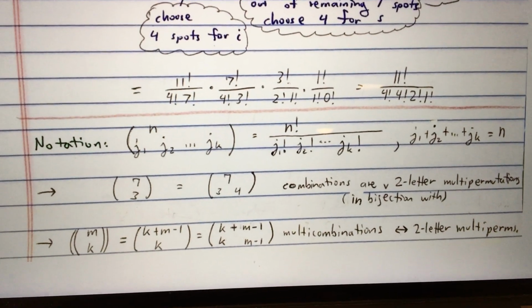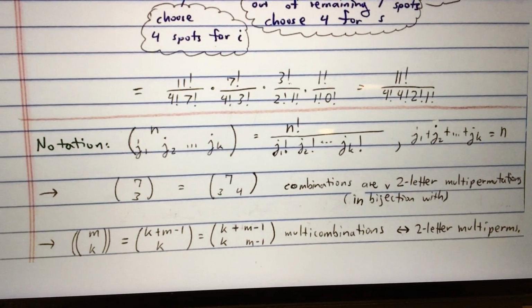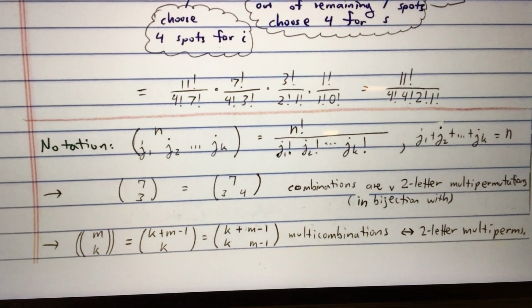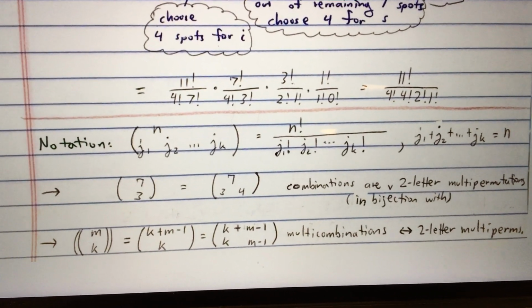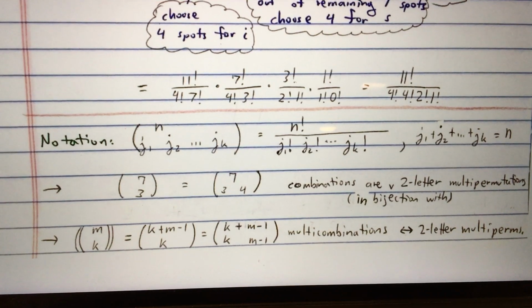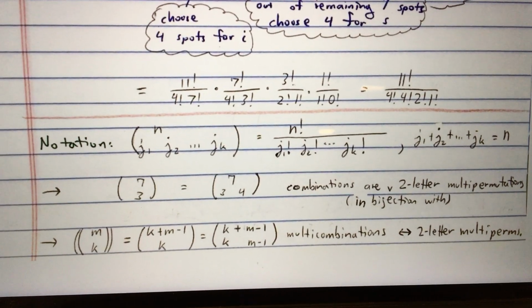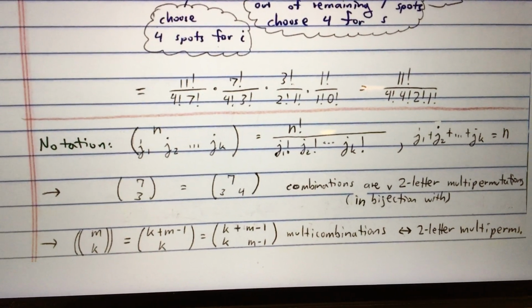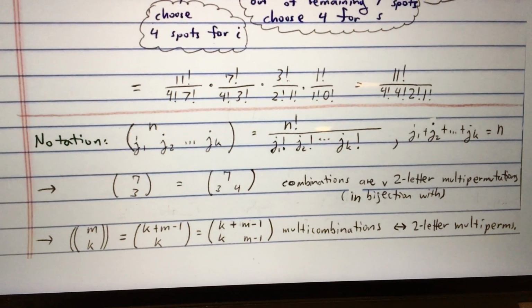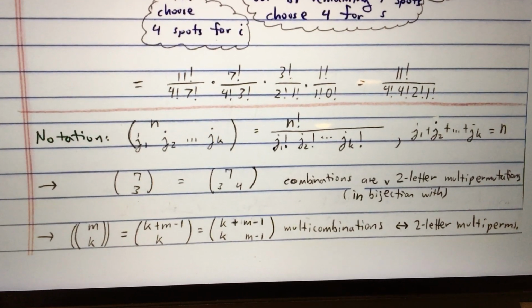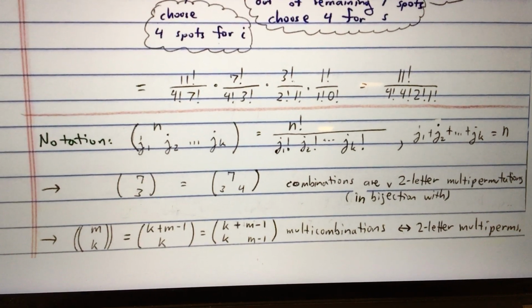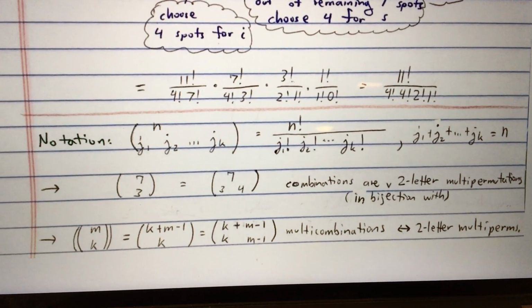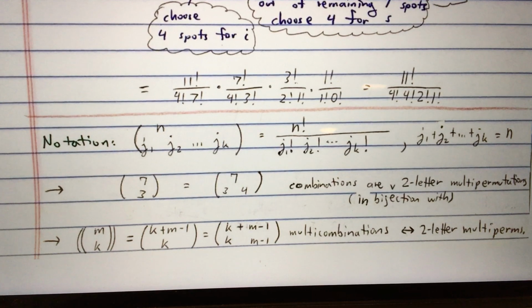Now, just a little bit of notation here. The number of multi-permutations of a multiset that has k different kinds or types of element and a certain number of each of them is n factorial for the total number, and then underneath j1 factorial times j2 factorial all multiplied times jk factorial. So compare that to the formula above for our specific example of Mississippi.